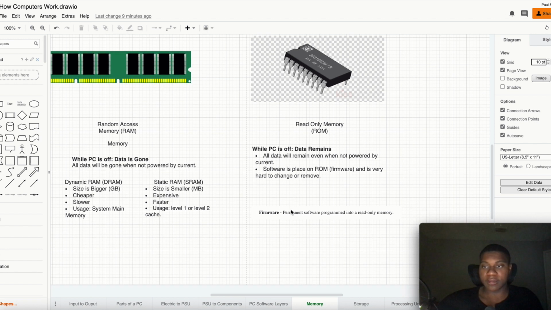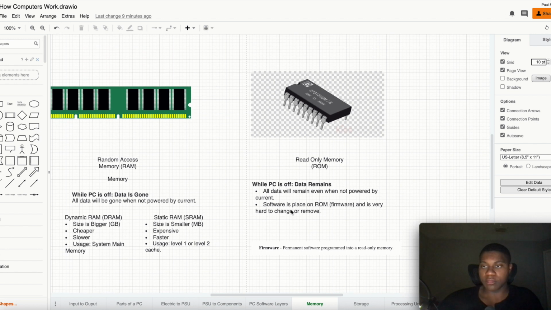So it's kind of like, think if you had a book, you wouldn't add to the book. You would only read from the book. So it's kind of like a permanent book, if that makes sense. Okay?